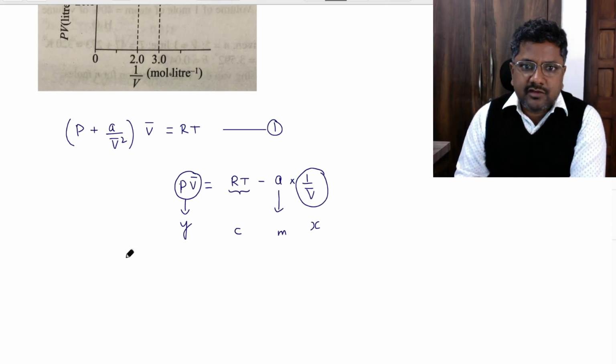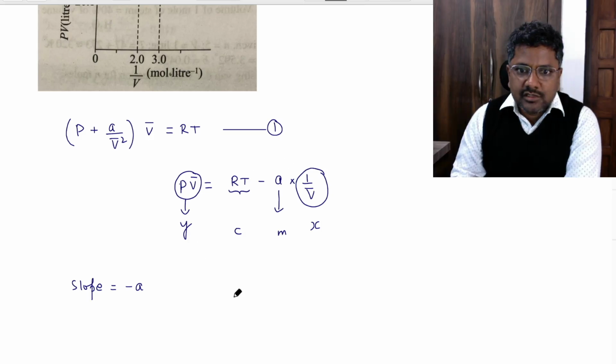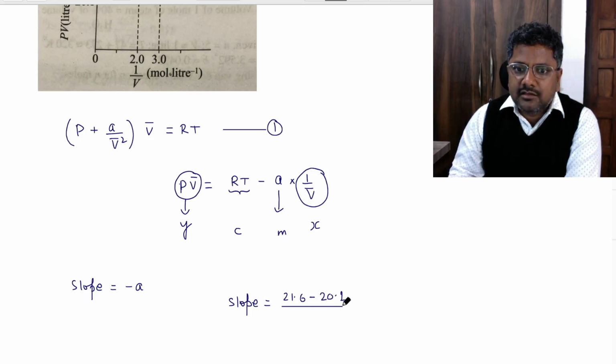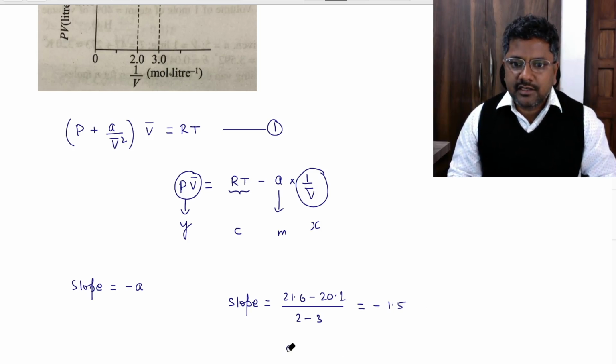Now slope of this curve is equal to minus of A, right? Slope is minus of A. So slope is equal to, we can write, 21.6 minus 20.1 divided by 2 minus 3. So this is equal to minus 1.5, right? So A is equal to 1.5.